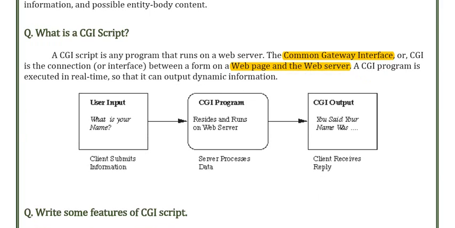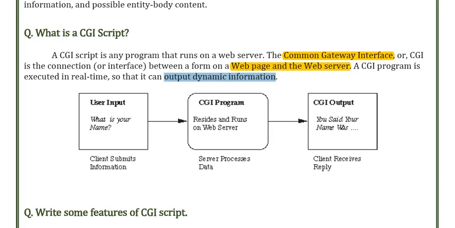Now, what is a CGI script? CGI stands for Common Gateway Interface. CGI is the connection or the interface between a form of a web page and a web server. That means CGI helps to communicate between a web page and a web server. A CGI program is executed in real time so that it can output dynamic information.